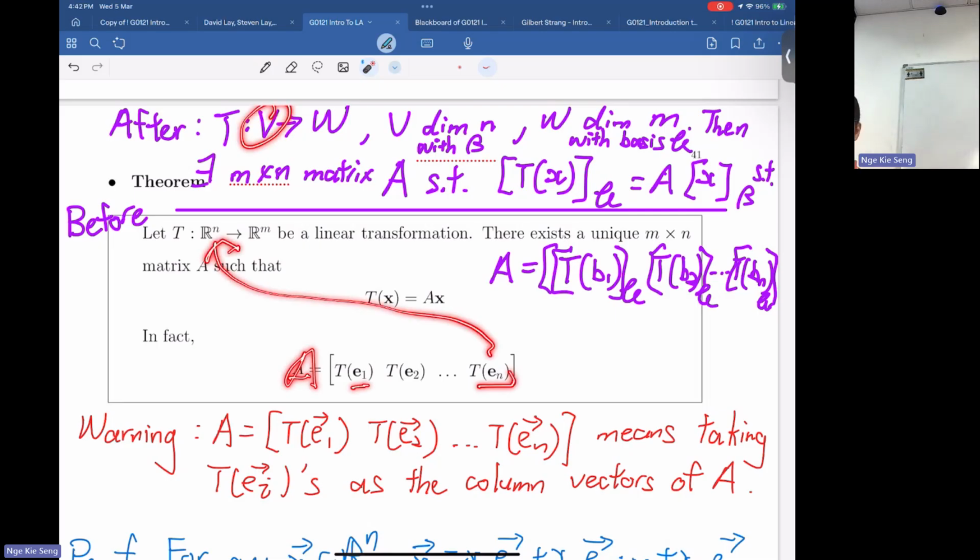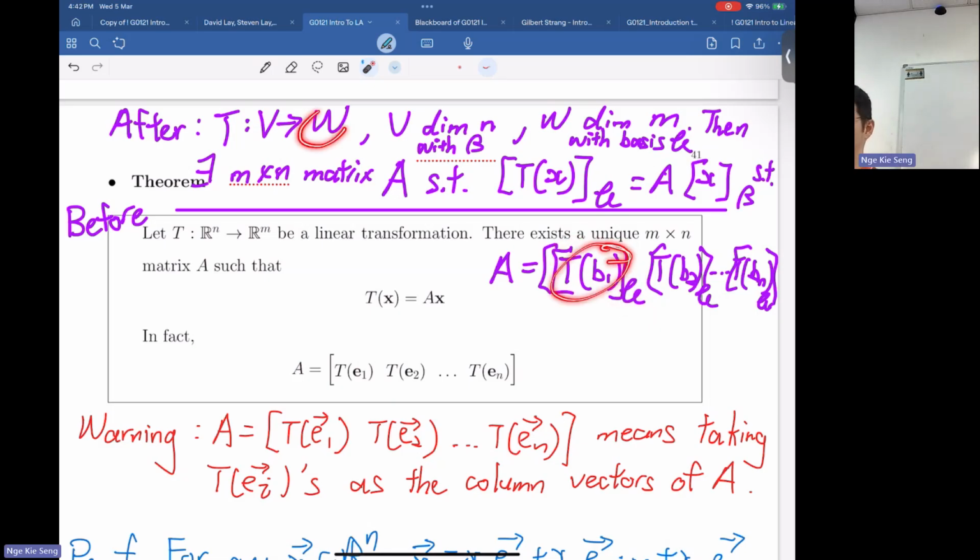But now your basis for V becomes B1 up to Bn here. And then that's not enough. You need to read this T of Bi in terms of the basis C. Otherwise your element will be some abstract vector inside of W, but we just want Rm. So we need the coordinate vector.